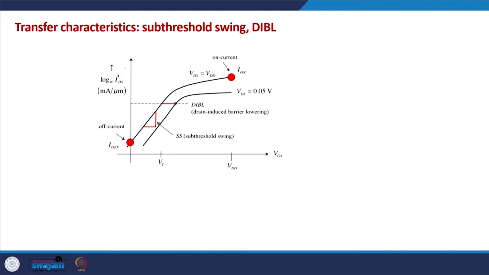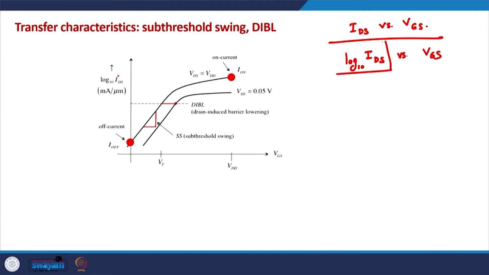So, generally what is done, in order to properly understand the sub-threshold regime, is that instead of plotting IDS versus VGS, log of IDS versus VGS is plotted. By taking log, as you know, it gives us better resolution when the quantity is not changing very fast. In that case, the log plot gives us better resolution.